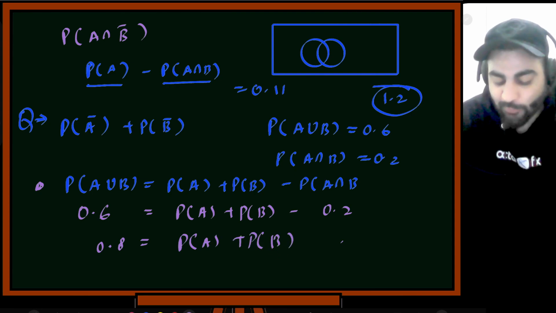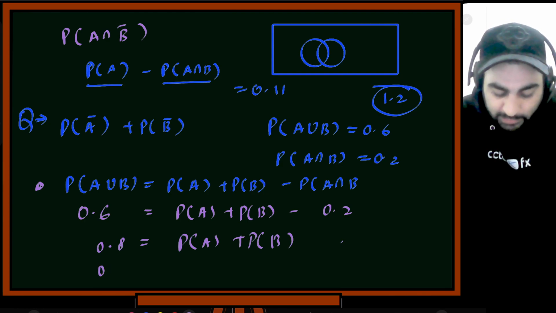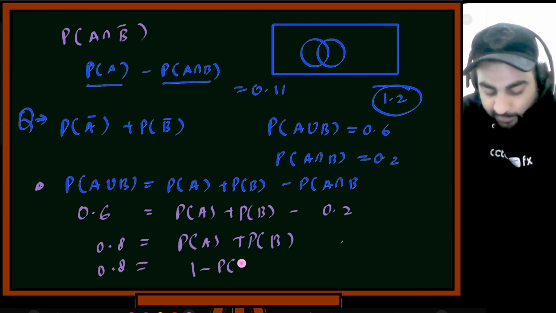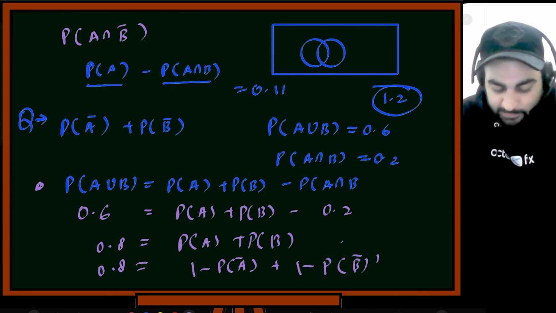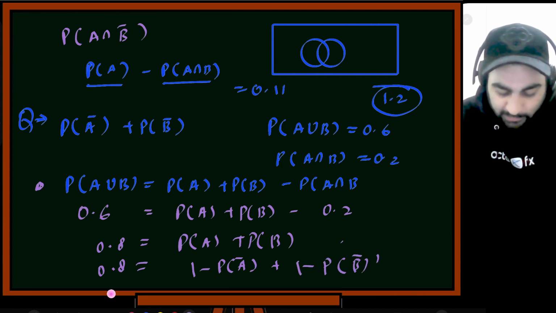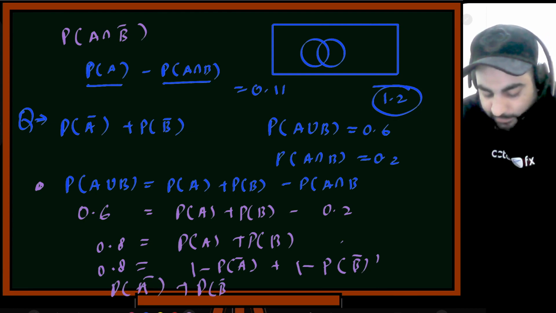Now the point is we have to find the probability of A complement and B complement. So I assume that what you did is 0.8 equals 1 minus probability of A complement plus 1 minus probability of B complement. So we'll shift it through here, then we'll say that probability of A complement plus probability of B complement is equal to 1.2.